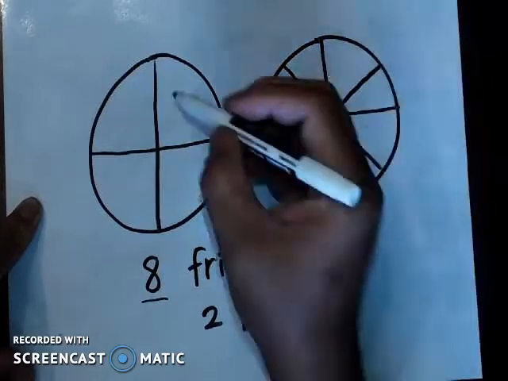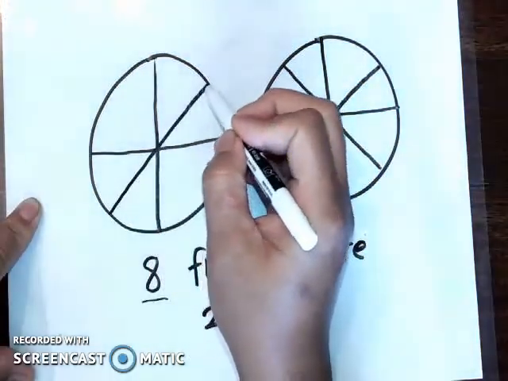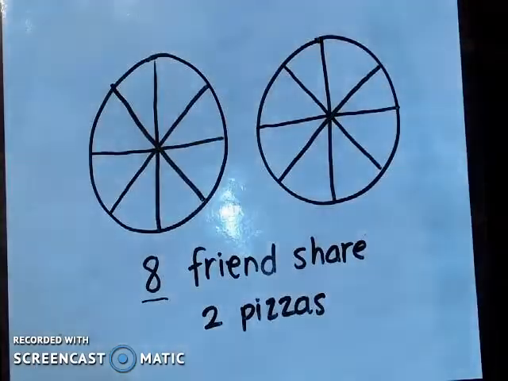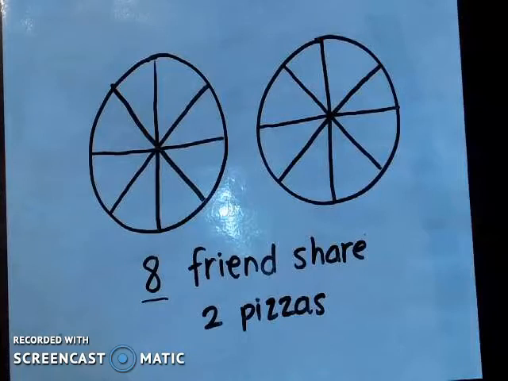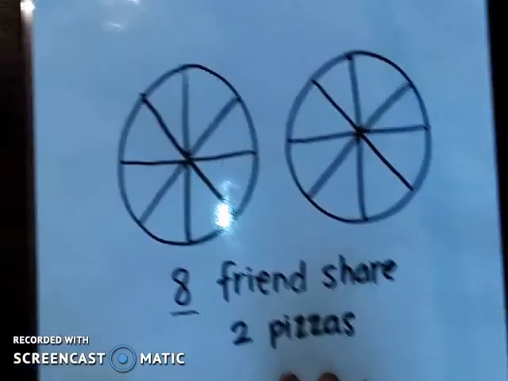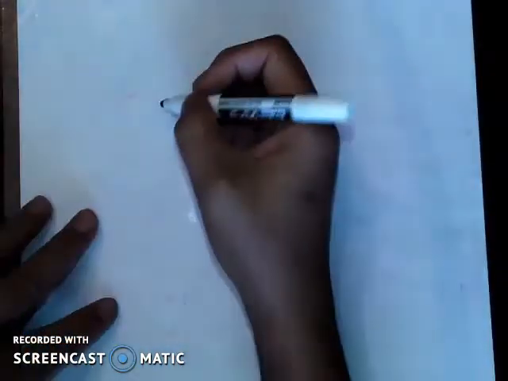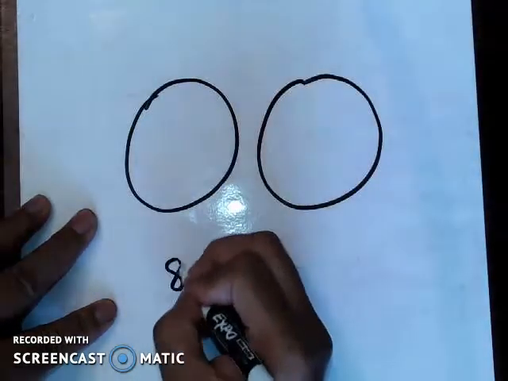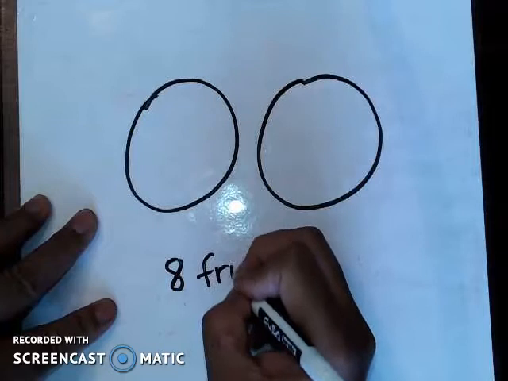And if you need to pause the video, boys and girls, pause it so that way you are all caught up and following along with me. There we go. 8 equal slices for each friend. And that is one way that you can do it. Here is the other way. I'm just going to simply flip my board around. And we're going to draw those 2 pizzas again. And remember, it's 8 friends sharing 2 pizzas.